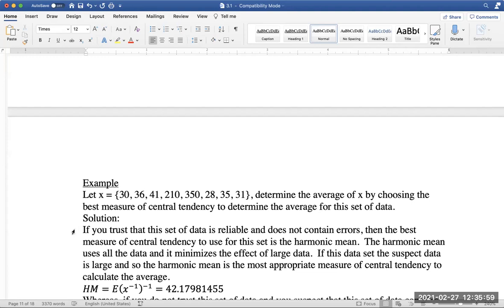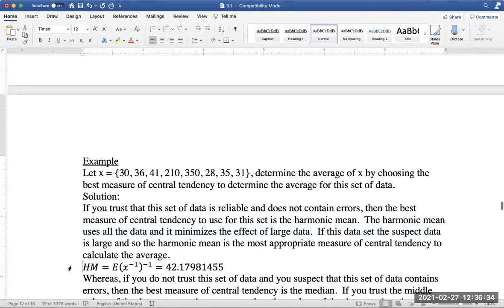So if you trust that this set of data is reliable and does not contain errors, then the best measure of central tendency for this set is the harmonic mean. The harmonic mean uses all the data and minimizes the effect of the larger data. This data set has suspect data that's large, but I don't think it's an error. And so if you don't think it's an error, then you calculate the harmonic mean, 42.17981441455.